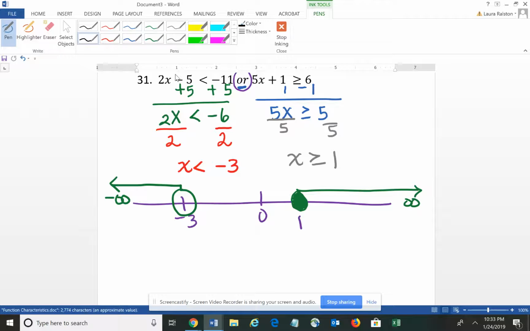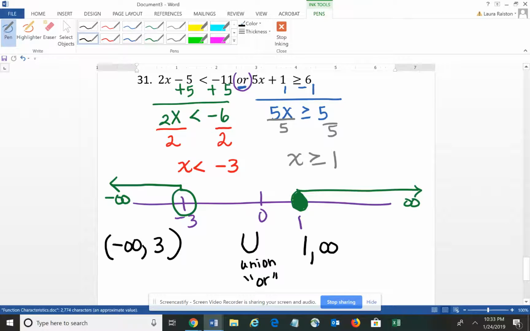Mathematically, the symbol for the word or is this U shape. It's called the union. And in mathematics, that's the symbol for or. So we would have from negative infinity to negative 3, not including it, so we use a parenthesis, or that little horseshoe looking symbol. Then we would have beginning at positive 1 to positive infinity. Infinity always gets a parenthesis. We actually can include the 1 so it gets a bracket.